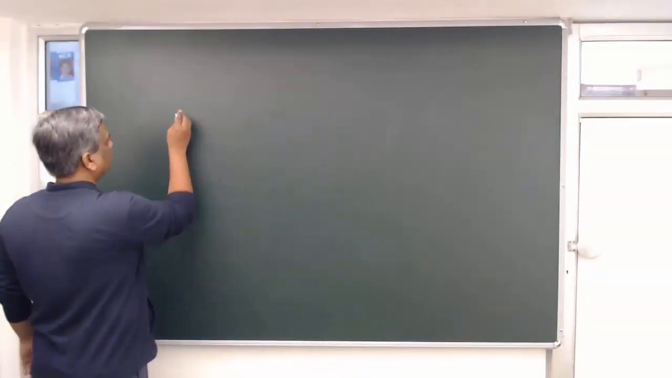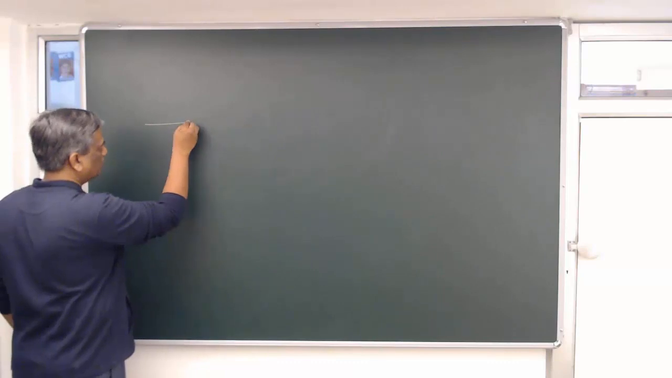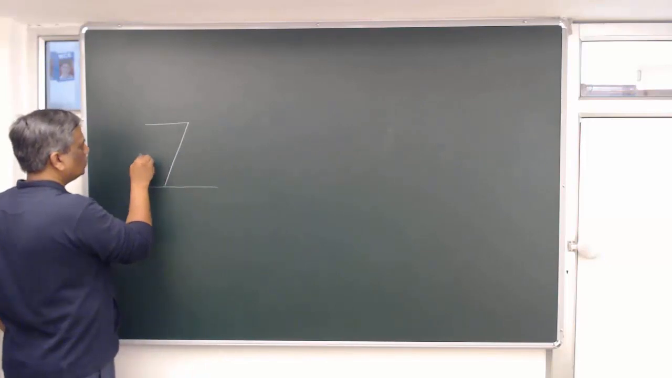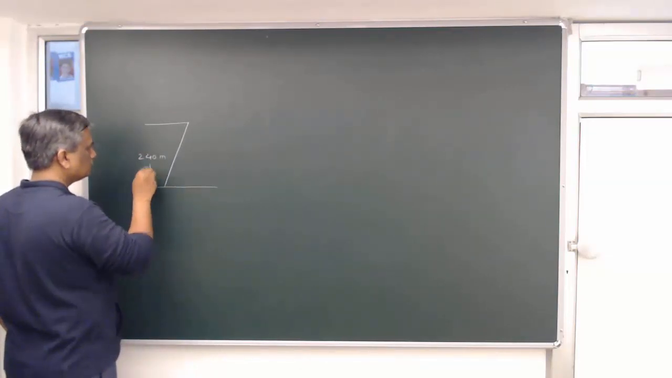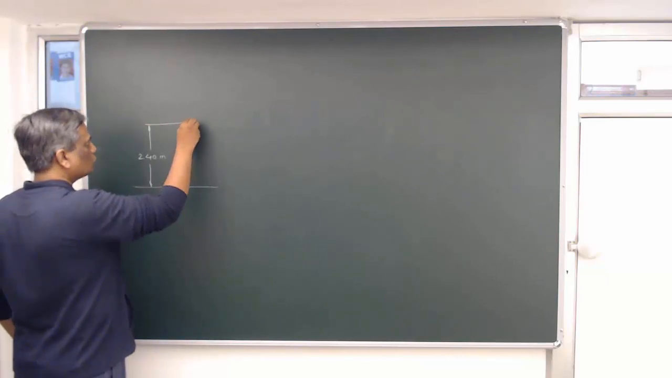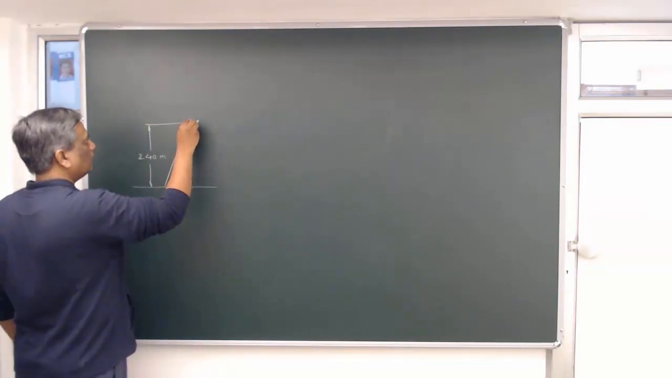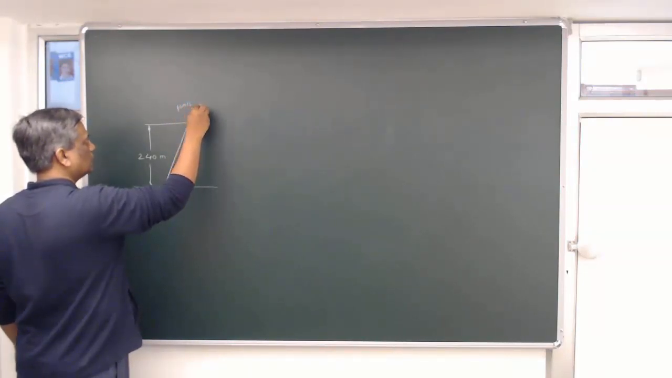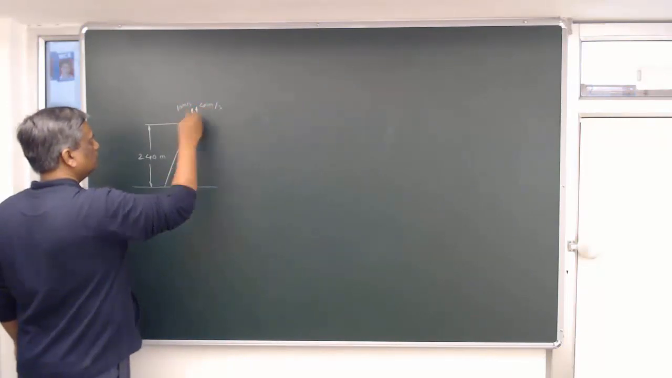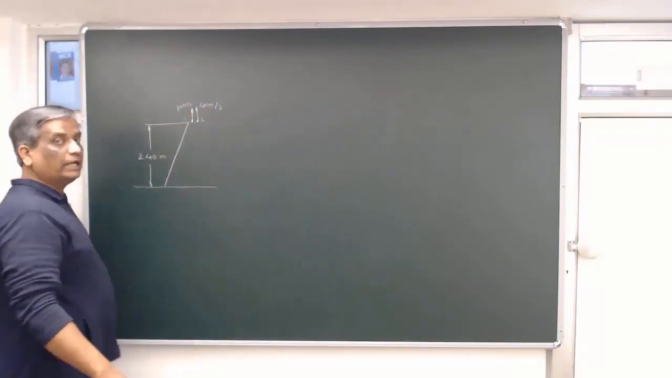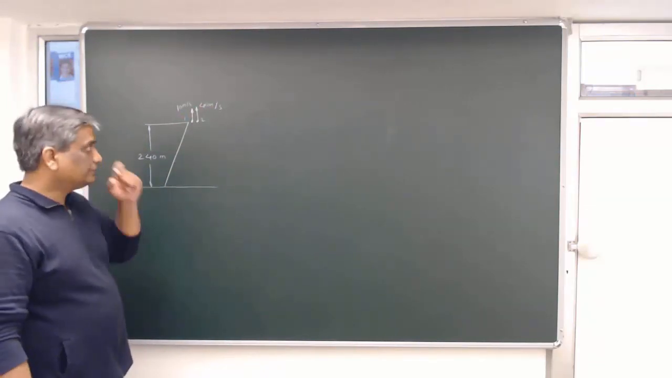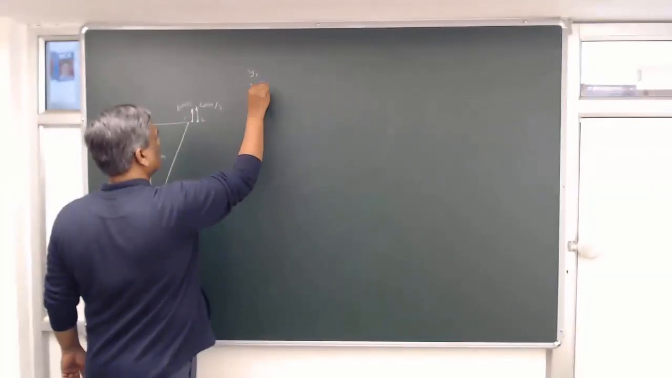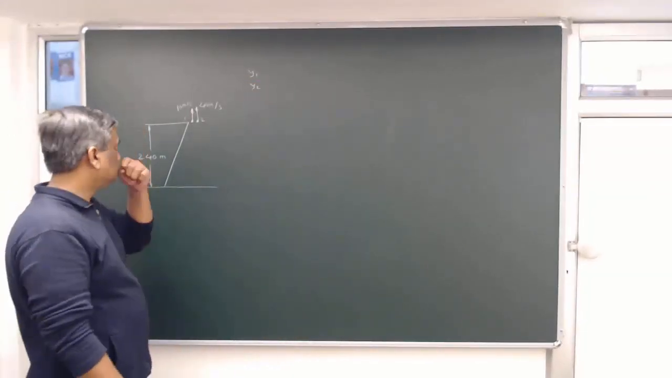So there is a cliff somewhere here. If I draw it like this, the height of the cliff is 240 meter, and from the top of the cliff two stones are thrown up. This is with 10 meter per second, this is 40 meter per second. Right, 1 and 2. The displacement of 1 is denoted by y1, and displacement of second is denoted by y2, right?